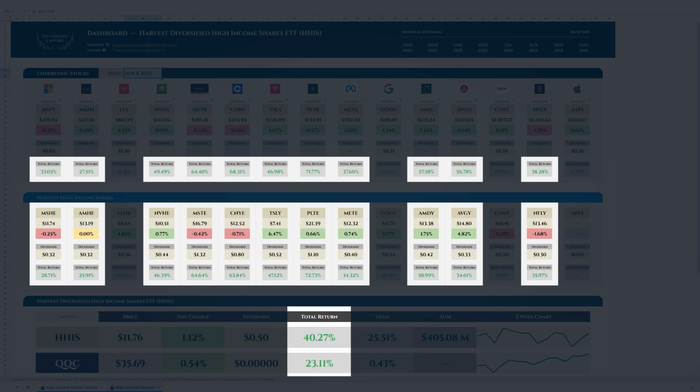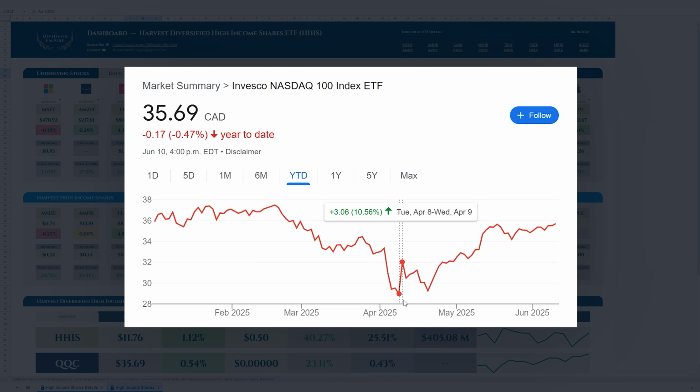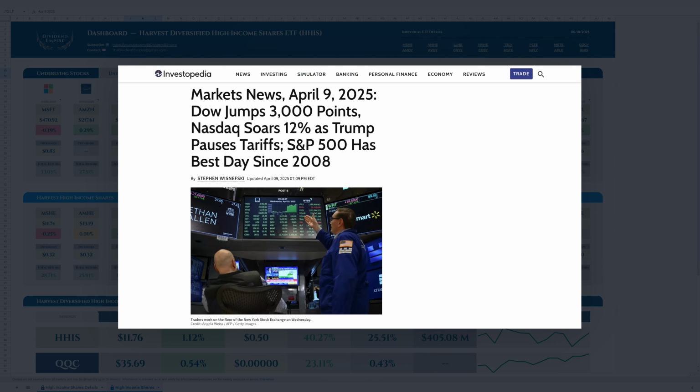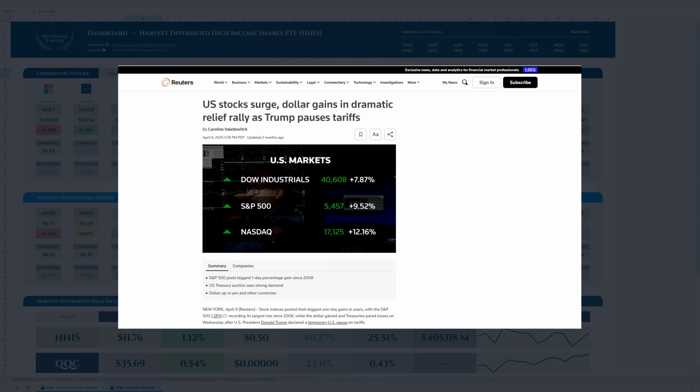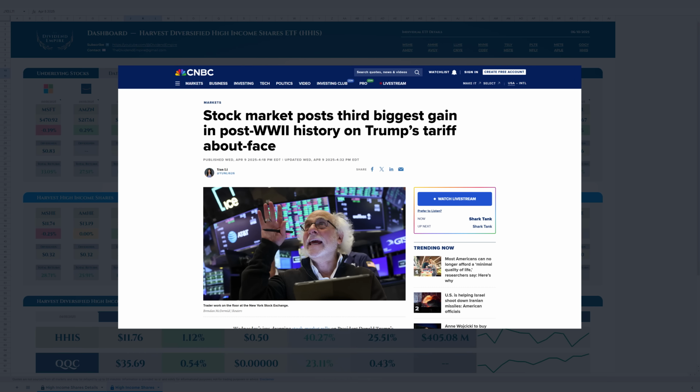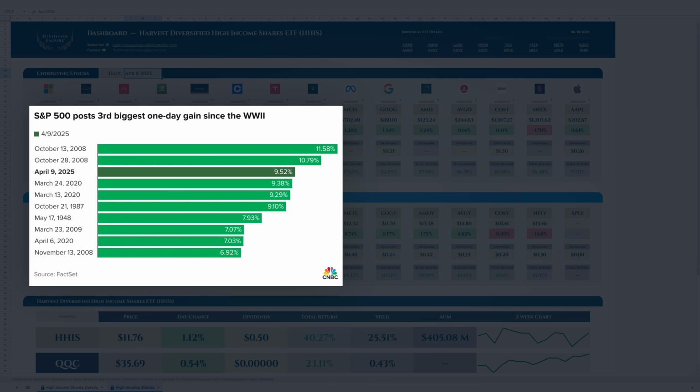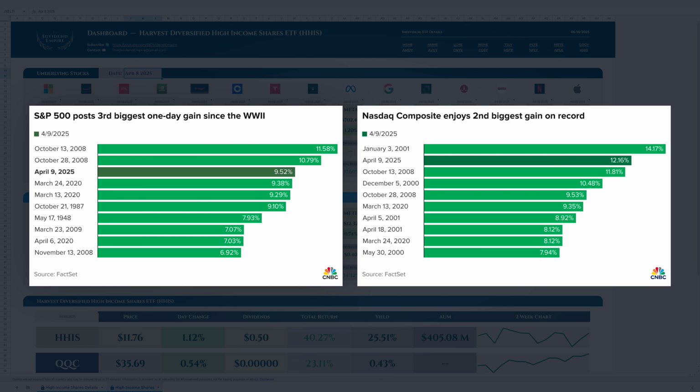So again, if you compare it to the underlying stock, you may have underperformed slightly, but some of these have doubled or even tripled the returns of the index itself. Now, many are going to point to April 9th, being the day where all these ETFs would have been capped, because of how high the market soared that day. This was the day that Trump issued a pause on tariffs, and all the indexes ended up posting historic record numbers for a single day gain. The S&P 500 index itself had the third biggest one-day gain since World War II with 9.52%. As for the Nasdaq, it had the second biggest gain on record with 12.16%.